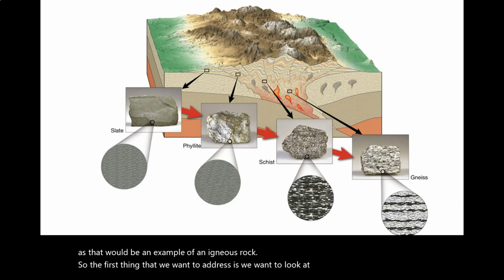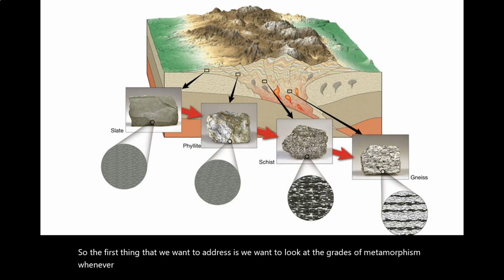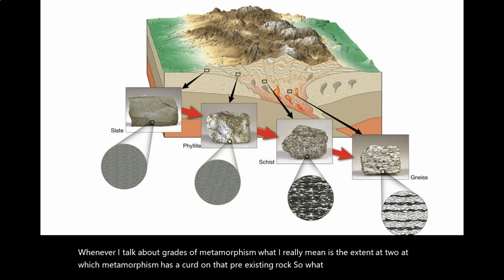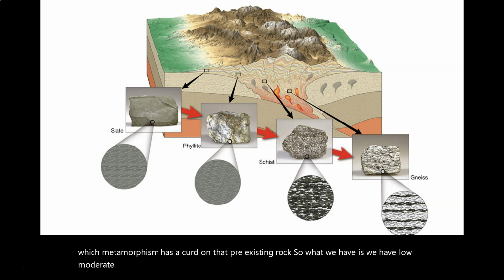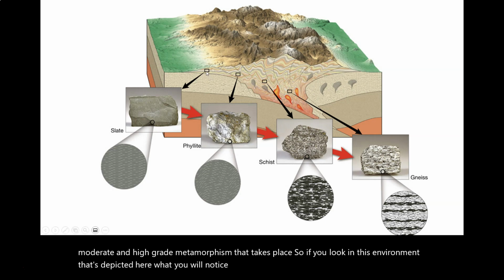So, the first thing that we want to address is we want to look at the grades of metamorphism. Whenever I talk about grades of metamorphism, what I really mean is the extent to which metamorphism has occurred on that pre-existing rock. So what we have is we have low, moderate, and high-grade metamorphism that takes place.